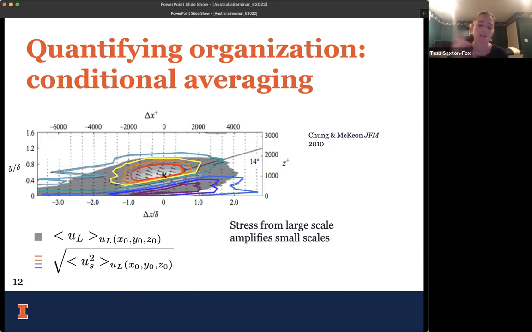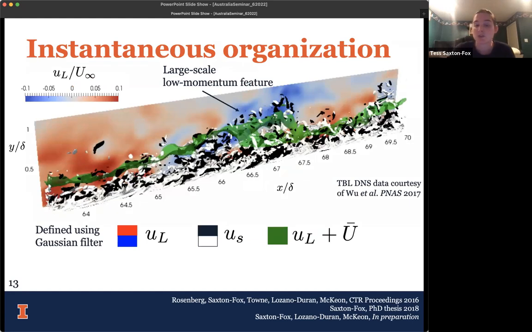I then also had a stress amplification idea. I did some instantaneous visualization of DNS at some point in my PhD. This is an example from that. In the background, we have fast-moving large-scale streamwise velocity, slow-moving large-scale streamwise velocity, and fast-moving again. In the foreground, in white and black, I'm showing this small-scale fluctuation.